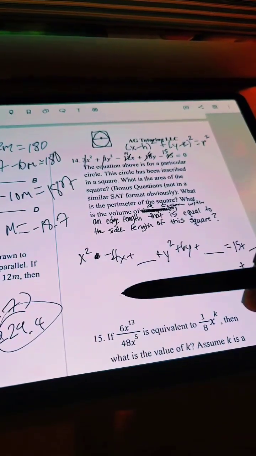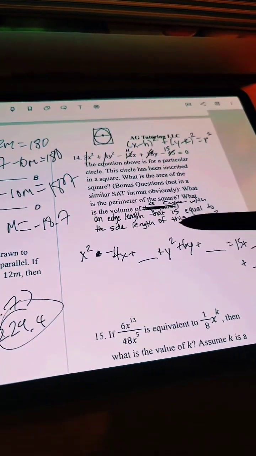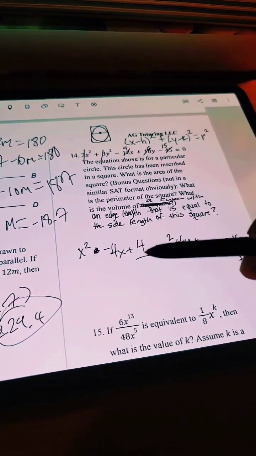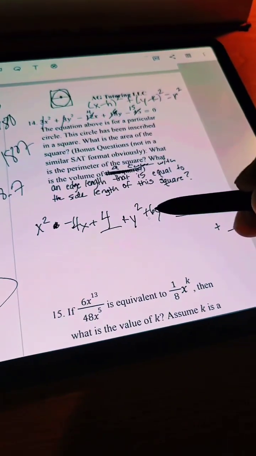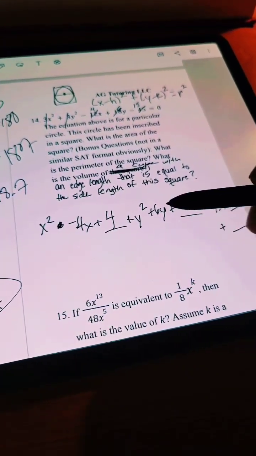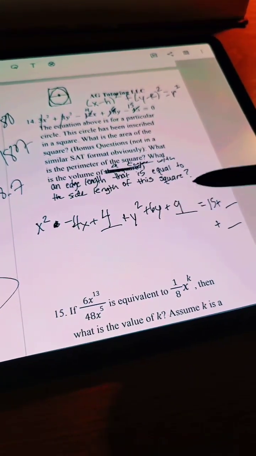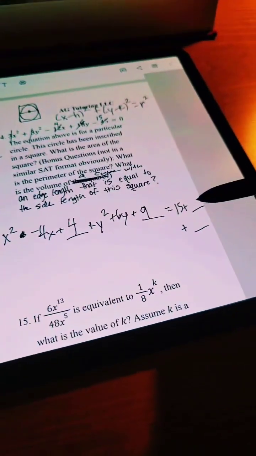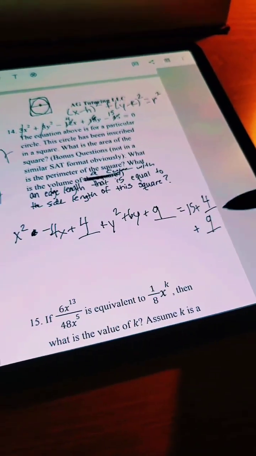So negative 4 divided by 2 is negative 2. Negative 2 squared is positive 4. And then you do the same thing here. 6 divided by 2 is 3. Square that, you get 9. And then you have to add those same numbers to the right-hand side to keep the equation balanced.